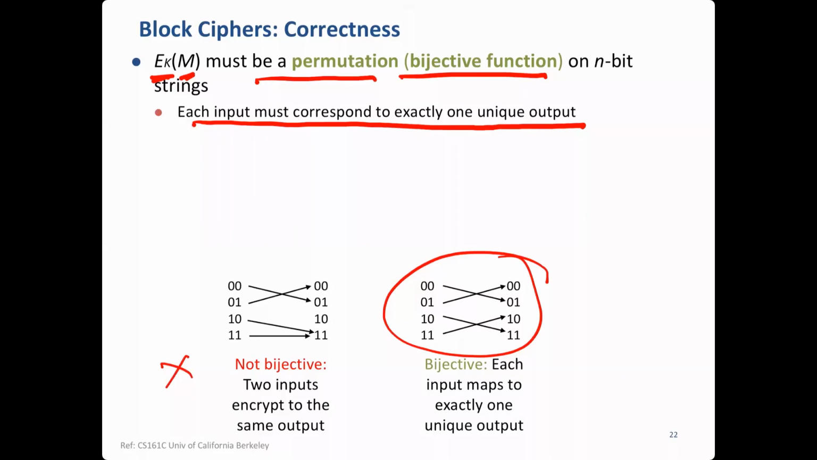And if it is not bijective, then if you have one output, it may correspond to multiple inputs, because multiple inputs will map onto the same output. So if you decrypt it, you will get two inputs or two plain texts, which is incorrect. So it has got to be bijective because this is exactly a one-to-one mapping. Okay, any question? All right, let's move on.